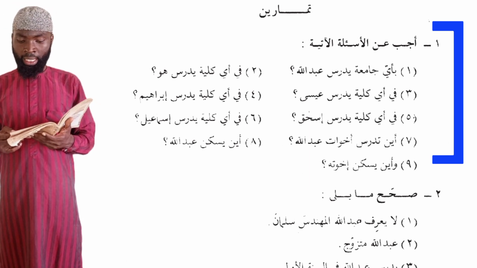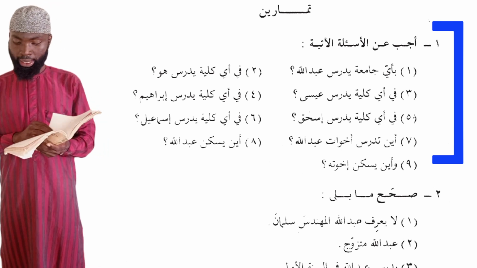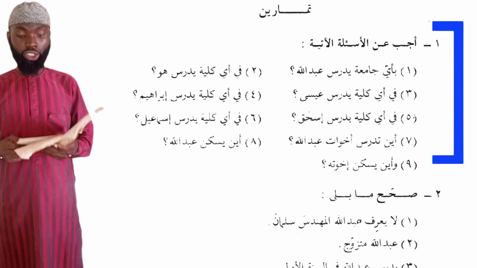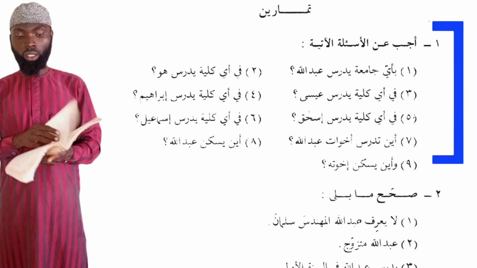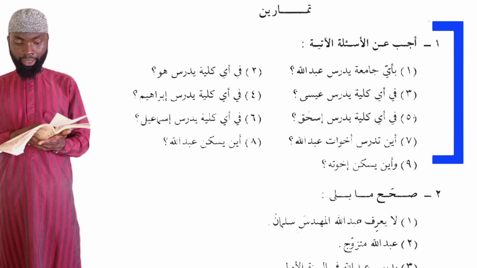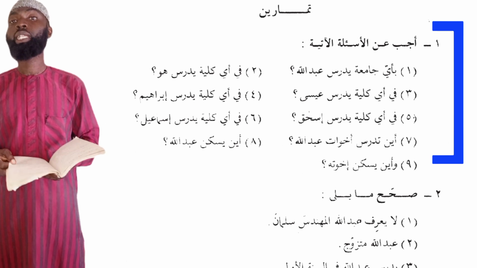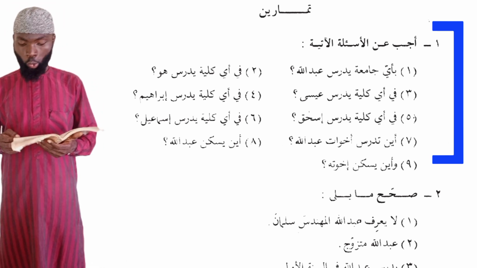Number 2 says, في أي كلية يدرس؟ In which college is he studying? We say هو يدرس في كلية الهندسة. He is studying in the College of Engineering. Number 3 we have في أي كلية يدرس عيسى؟ In which college is Isa studying? From the lesson above we see that it is يدرس في كلية الطب. Isa is studying in the College of Medicine or in the medical school.